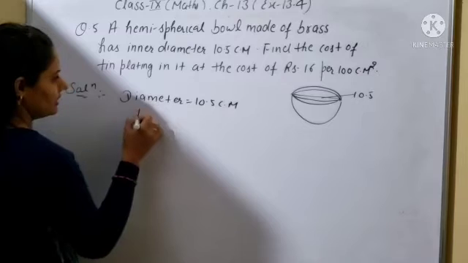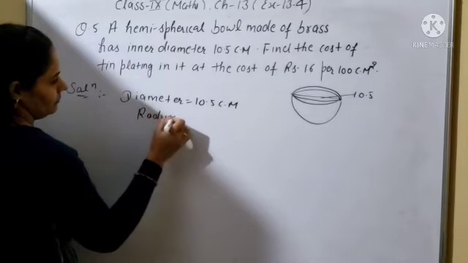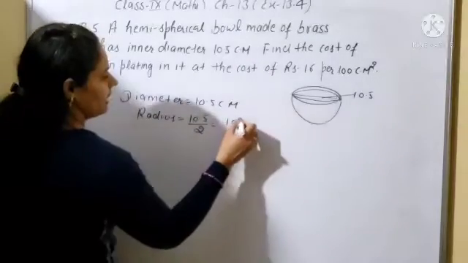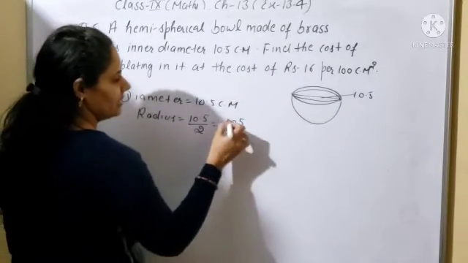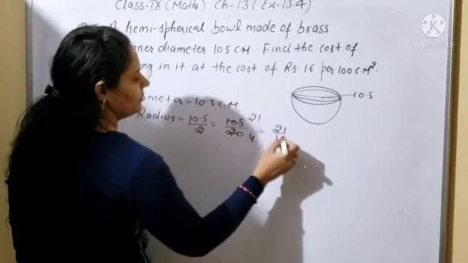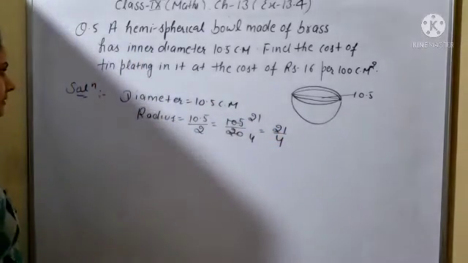So what will be the radius? So radius will be 10.5 upon 2. So it will be 105 upon 20 you can write, and you can cancel out by 5. 5 2s are 10. 5 4s are 20. So 21/4. So this is inner radius.